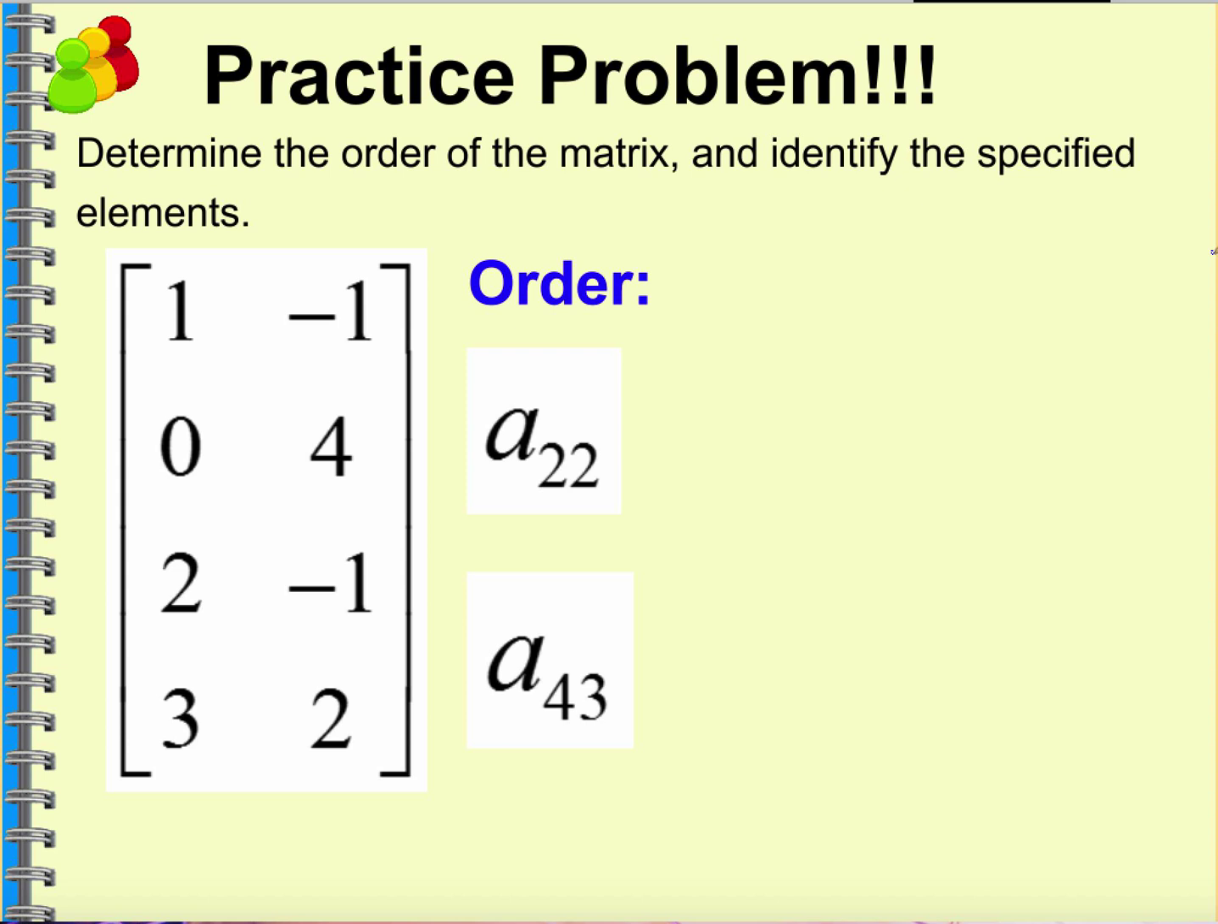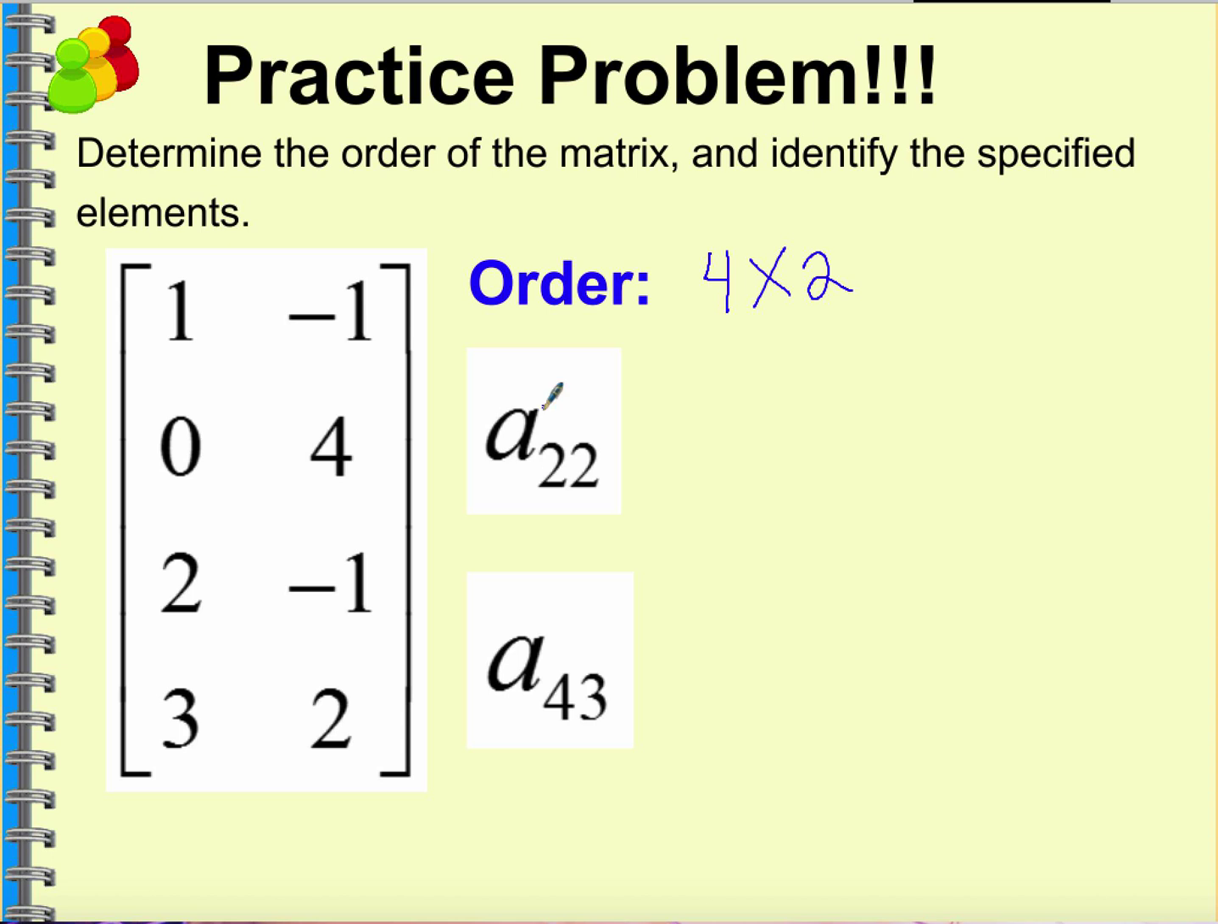So why don't you guys try this one on your own? Go ahead, pause it, and see if you can figure this one out. Did you pause it? Okay, here we go. Let's solve it. First, we need to find the order of the matrix. In this one, we've got 1, 2, 3, 4 rows. So this is a 4 by, and now we need to count the columns. 1, 2. So this is a 4 by 2 matrix.